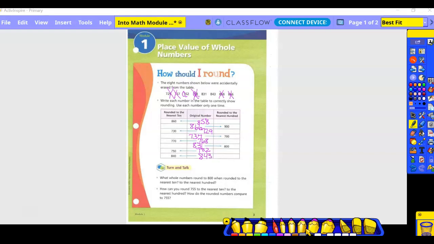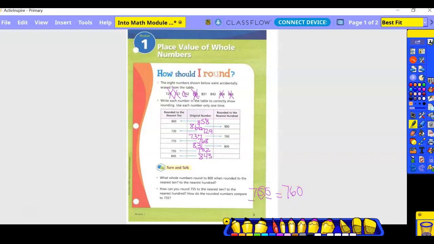And then how can you round 755 to the nearest 10? So what would I do? I would write 755. Remember, what I write, you write. Okay. They went to the nearest 10. So what's in the 10 spot? 5, right? This middle 5. And then I underline that. So I circle the digit in the 10 spot, and then does that 5 stay the same or go up 1? Go up 1 because the 5 behind it is 5 or higher.